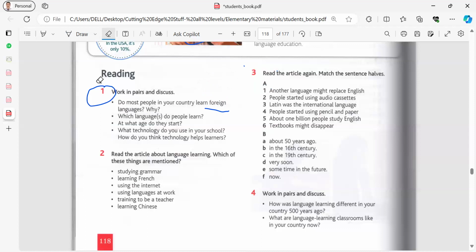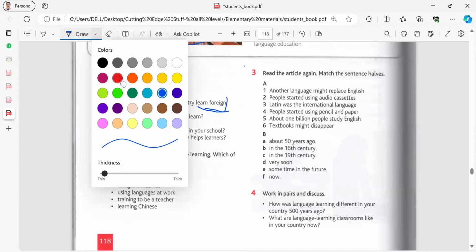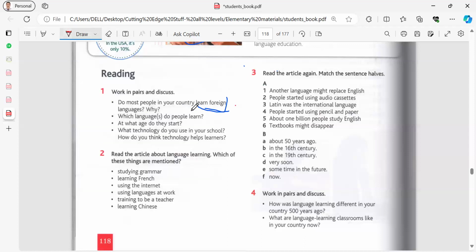Why are most people in your country interested in learning a foreign language? Because they want to learn a second language. Why do they learn a second language? For what? What is the purpose? For the future, exactly. To enjoy their future life. Because we now live in a global world.